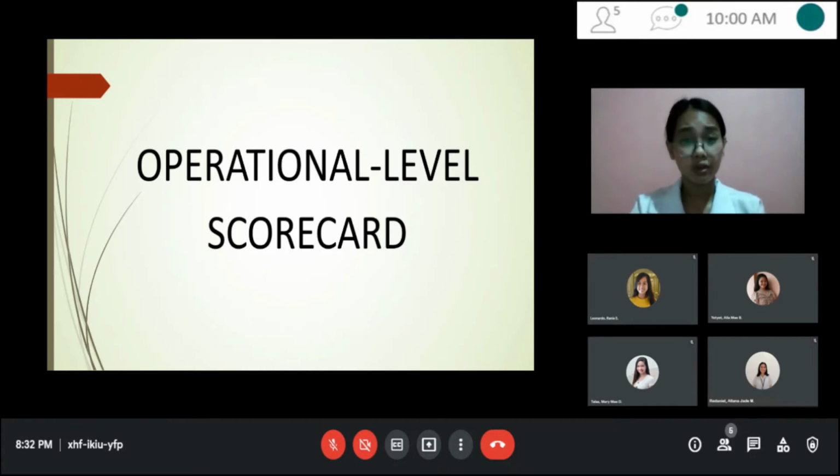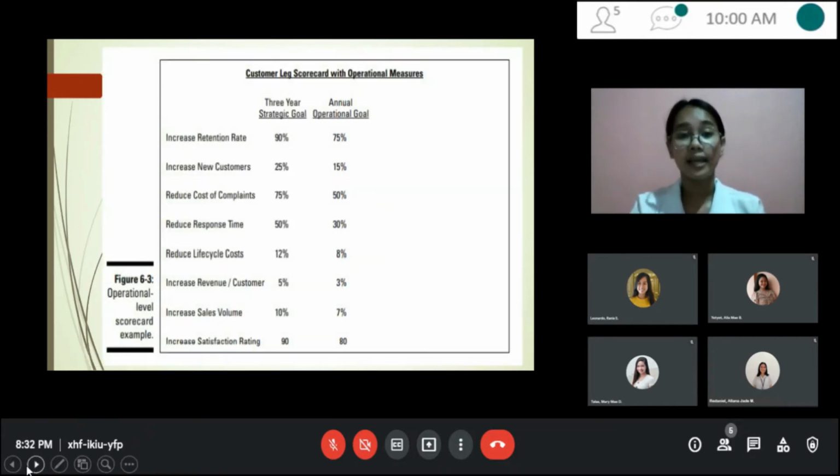As you can observe in the example given in Figure 6-3, customer-led scorecard with operational measures, wherein the key measure, increased retention rate, in the three-year strategic goal is 90%, while the annual operation goal is 75%, and so on. That will be all.